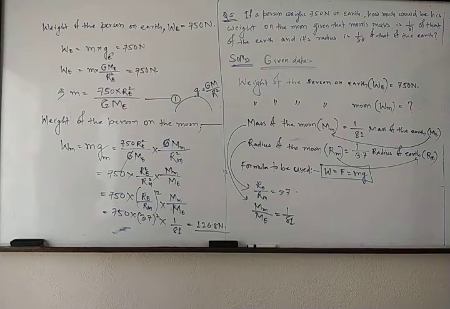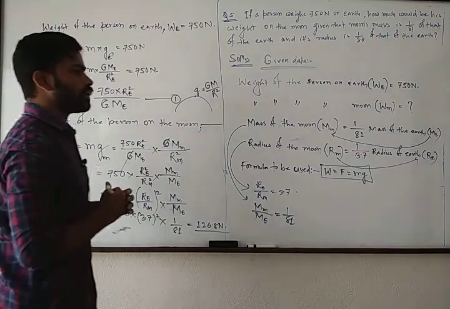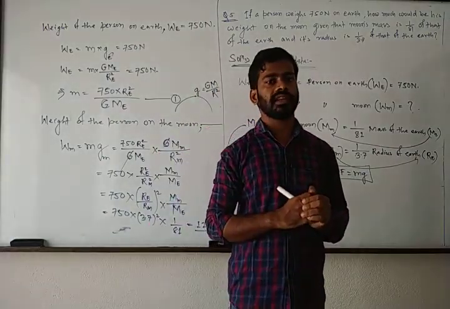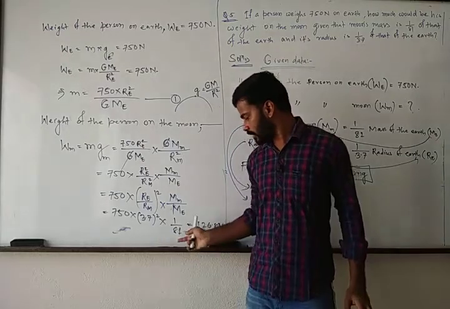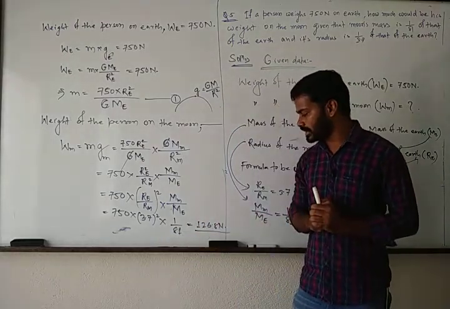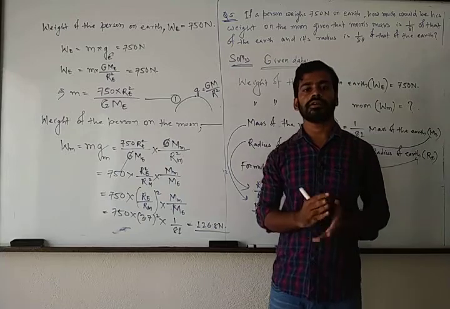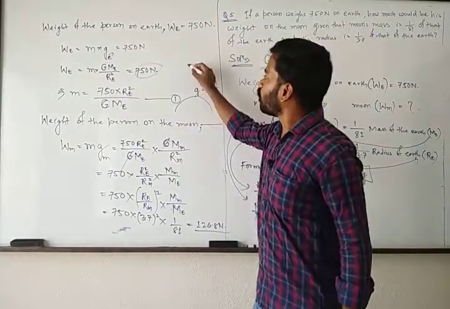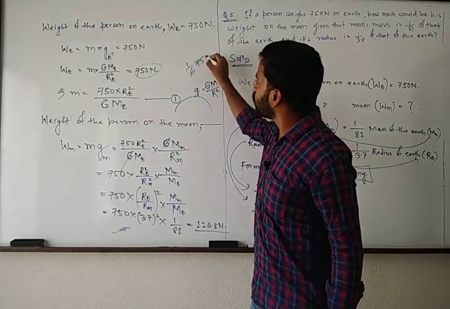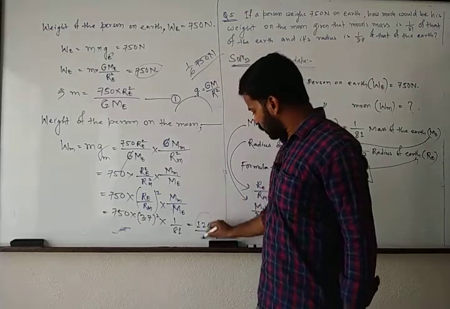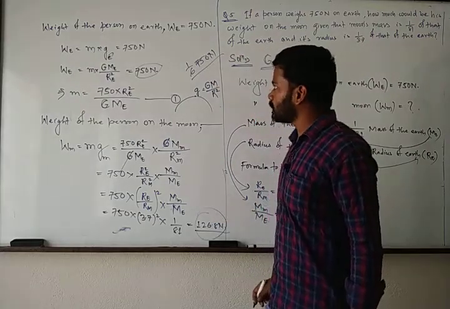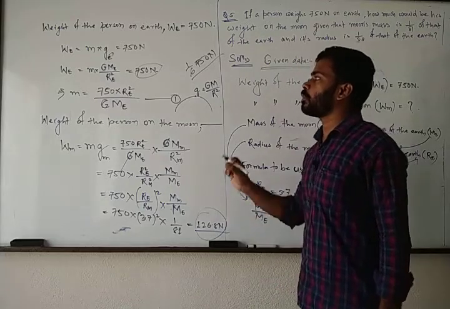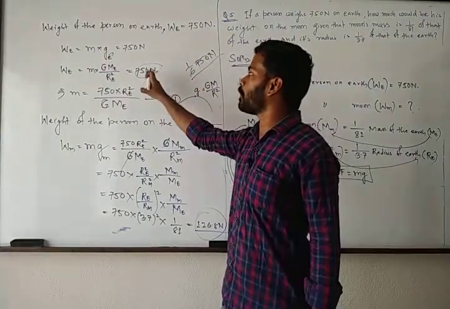which is 1 upon 6 times the weight on the earth, sorry, this weight is 1 upon 6 times the weight on the earth. That is, if you calculate 1 upon 6 of 750 Newton, then you can find this value. So you can easily say that the weight of the person on the moon is 1 upon 6 times the weight of the person on the earth.